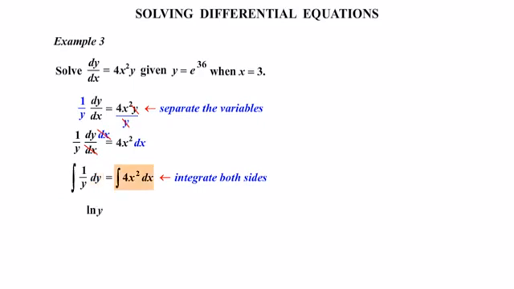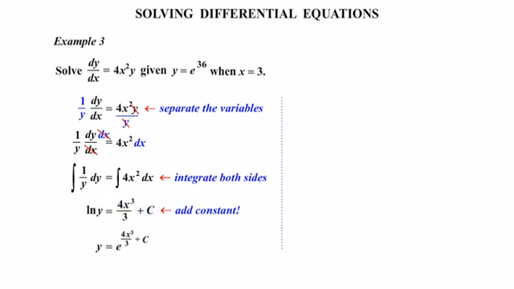Now integrating the right-hand side, that's a bit easier. The integral of 4x squared is 4x cubed on 3, but don't forget, add our constant term c. So to solve the equation, we've got to get rid of that log. So we're going to take the exponential of both sides. The e and the ln will cancel each other out, leaving us with y is equal to e to the power of 4x cubed on 3 plus c. So that's our general solution.